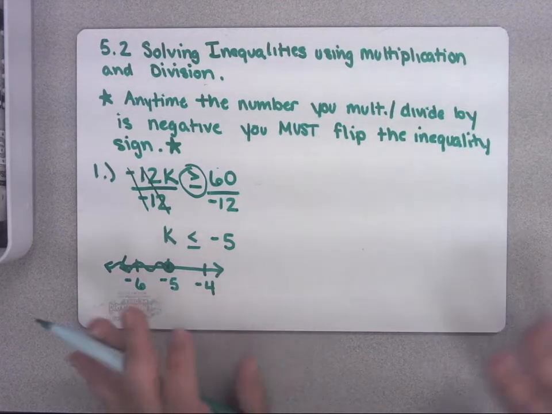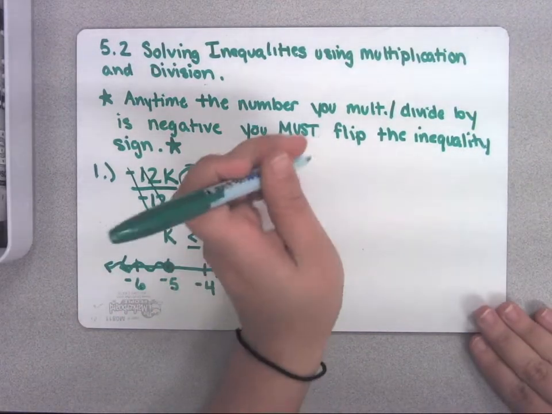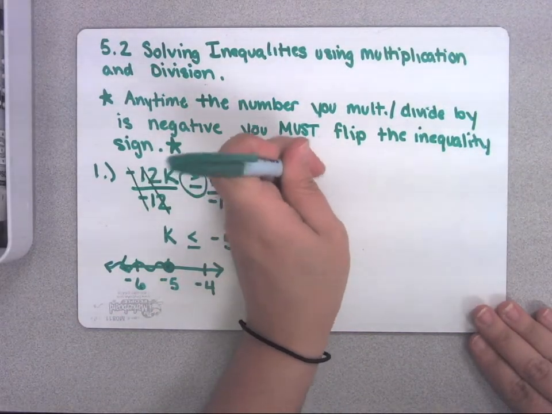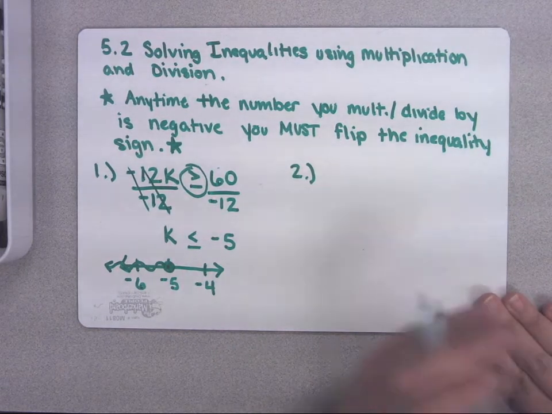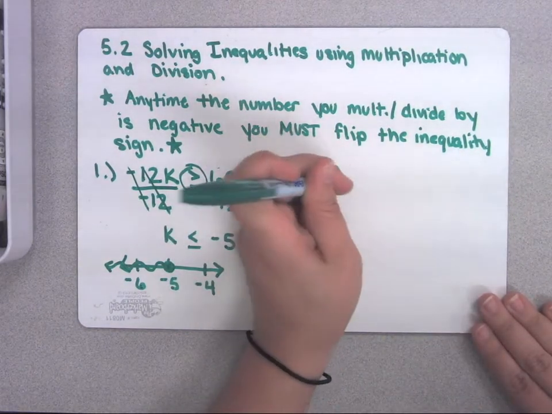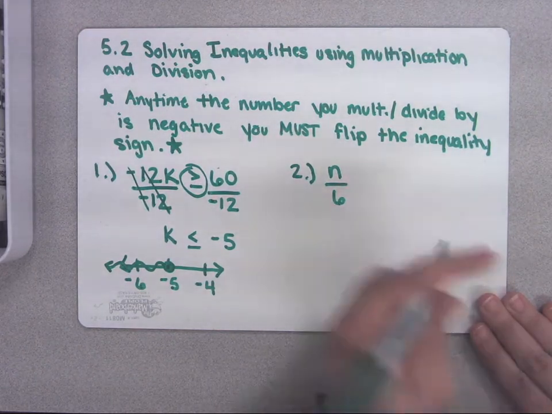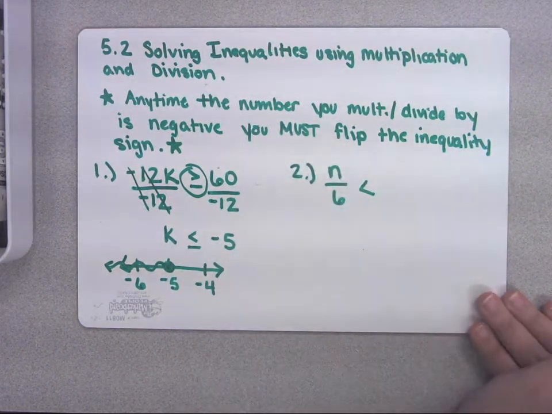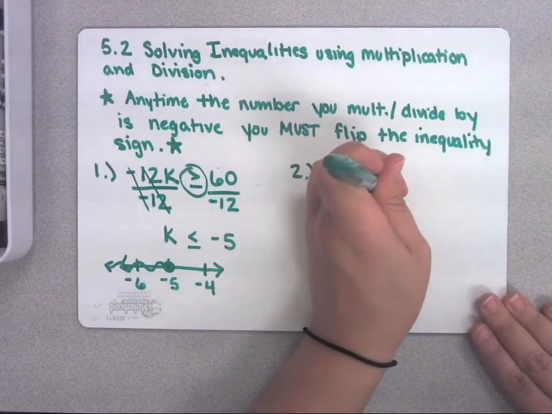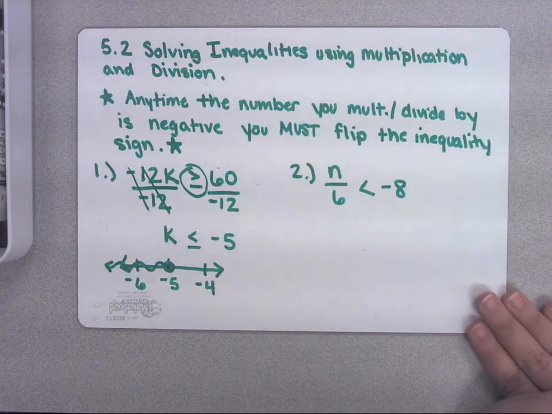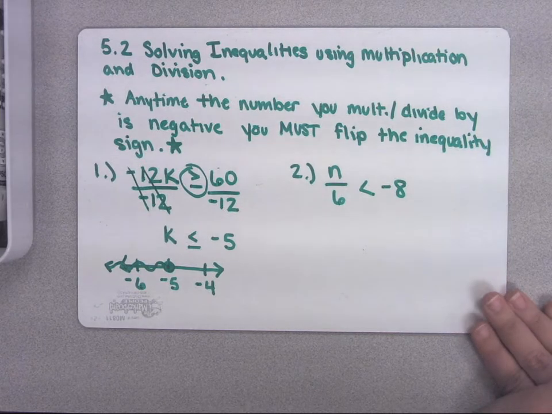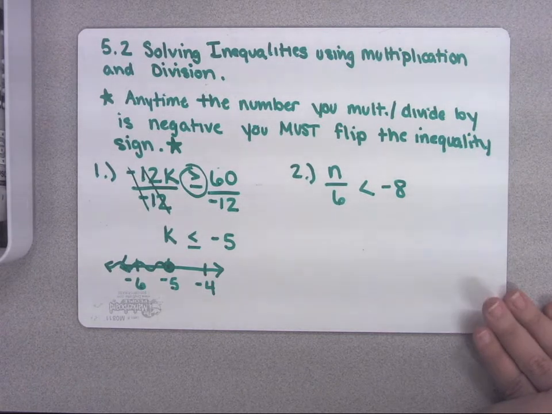Okay. That was the first easy one. Now, number 2. Let's try this one. N divided by 6 is less than negative 8. So it's a fraction. N over 6 is less than negative 8. Remember, when I say divided by, it's always a fraction. We never write the division symbol.